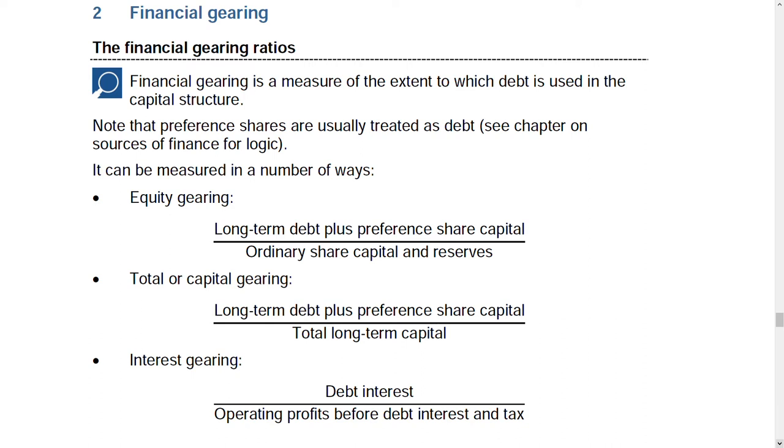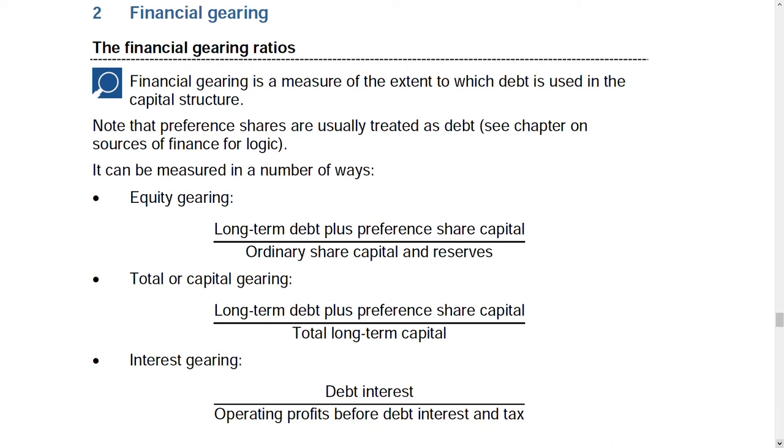Right now we are not going through sources of finance because later on we'll be going through that. I'm not going to explain it here right now. But for the time being, just assume preference shares are treated as debt, because you might be thinking that the word share is there, ordinary share, preference share, so they are shares, they are equity. No, preference shares are treated as debt. When I explain sources of finance, we'll understand it better. Right now, assume it as debt.